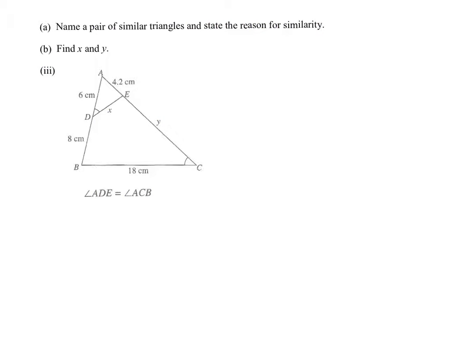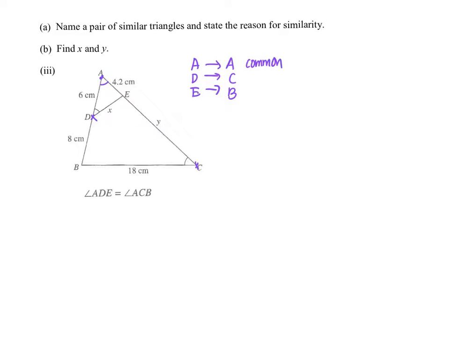Question number 3. Name a pair of similar triangles and state the reason for similarity. As usual, we need to start off with the matching of the sides. So I have triangle ADE. Let's take a look. This is triangle ADE and ABC. So A is a common point with a common angle that they overlap together. D is given to be equal to the angle C. So E must correspond with B. Alright, and then I know that A is common because they overlap with each other.